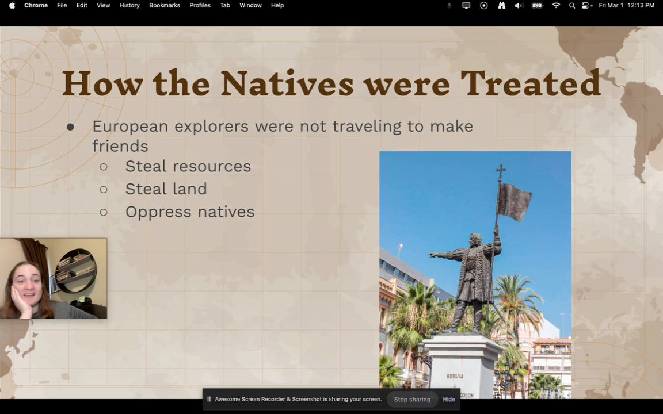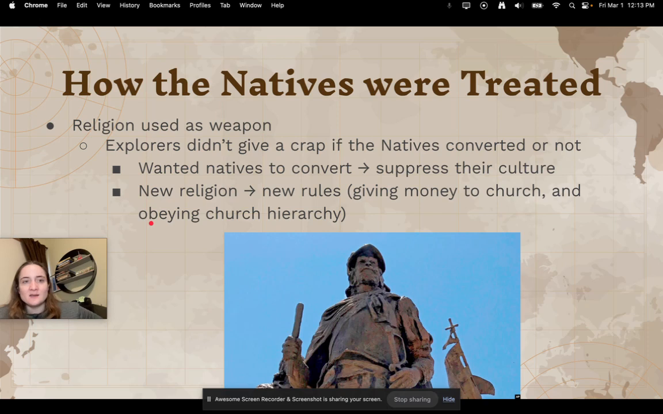European explorers, they did not come to North and South America to make friends. They came to steal land and oppress the natives. So, religion was used as a weapon. Explorers did not care if the natives converted or not to Christianity. They used Christianity as a weapon. They wanted natives to convert to Christianity, which would then lead to suppressing their own culture.